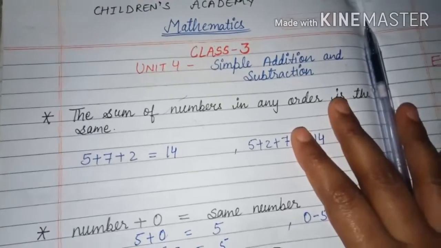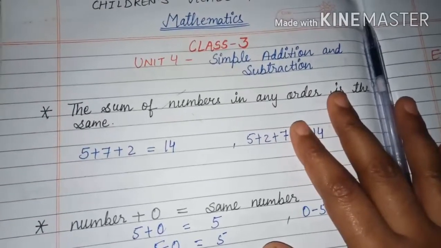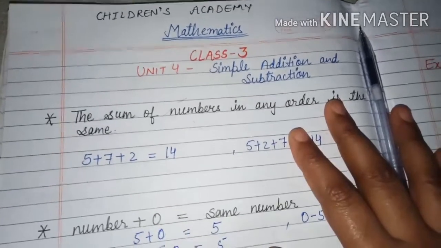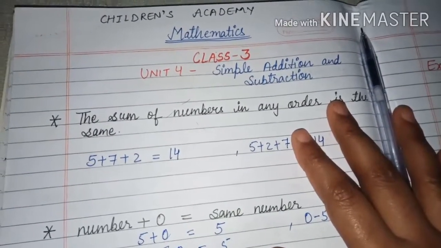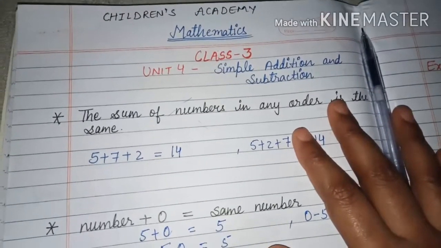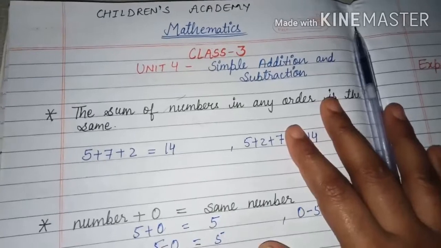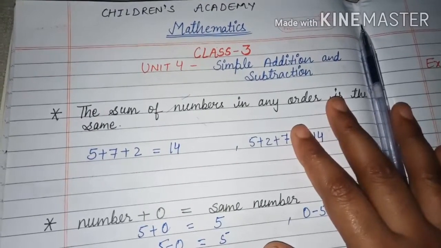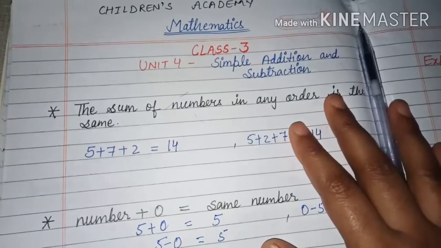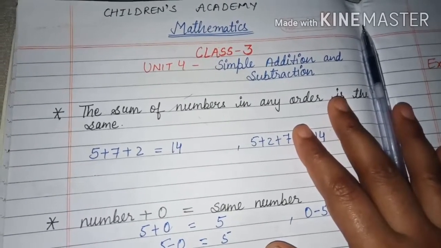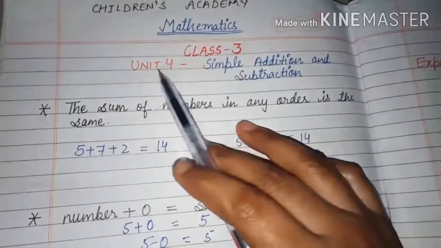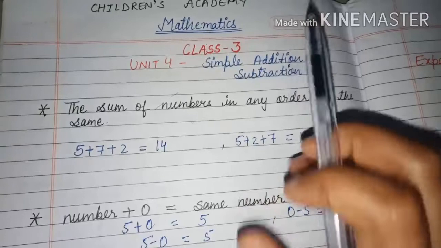Hello everyone. Students, today I'm going to explain Unit 4, Simple Addition and Subtraction. As the name itself suggests, it is a very simple chapter for you, as you have all done addition and subtraction in your previous class too. So I'm going to explain this chapter here. Let's start. Unit 4, Simple Addition and Subtraction.